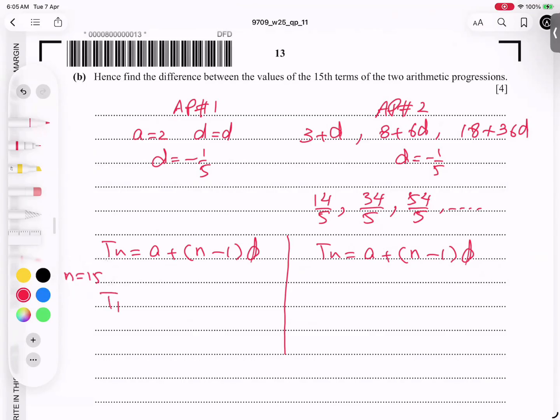So T15 is equal to A values 2, here 15 minus 1, negative 105. So I'm going to check it 2, and this is a 14, negative 14 divided by 5, sorry. Yes, okay, 14. And we are getting this answer, negative 405.